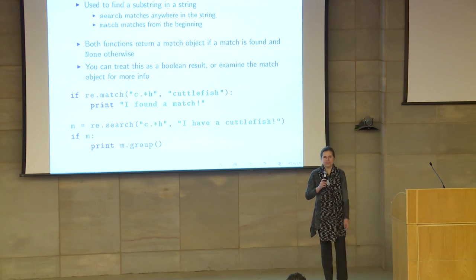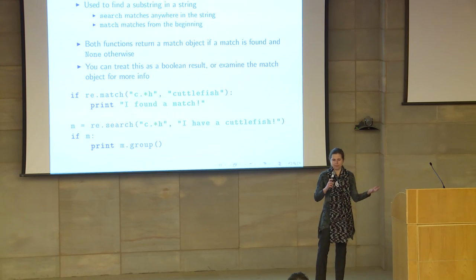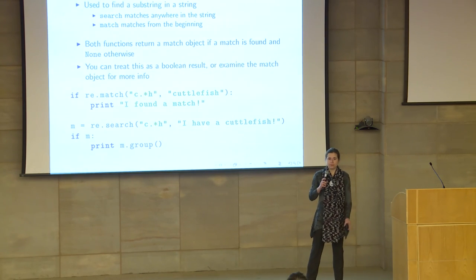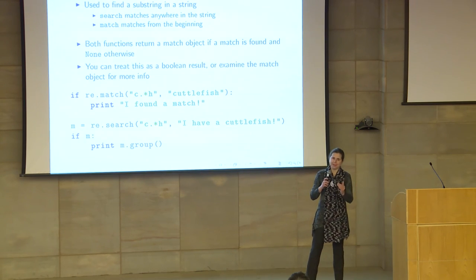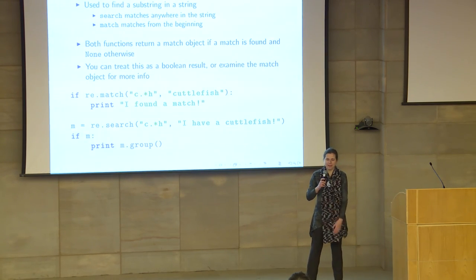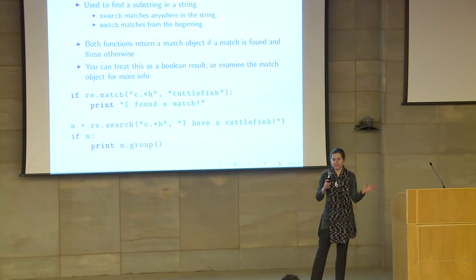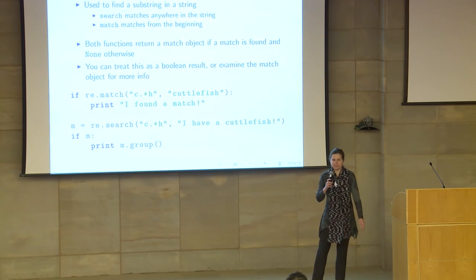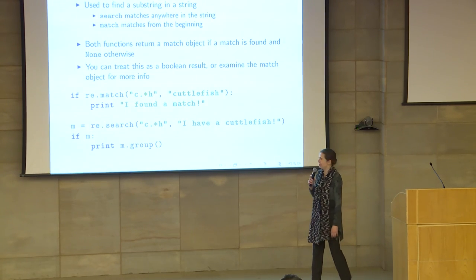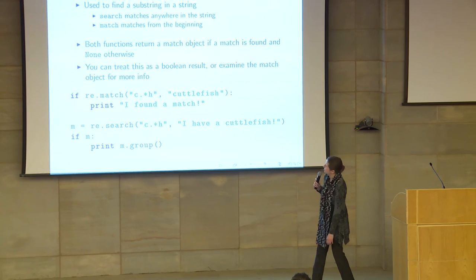Match and search are what you use to find a substring in a bigger string. The difference between them is that search will find that string anywhere in your string, but match will search from the beginning. But you can still have some stuff at the end. Both of these functions will return a match object if it does match, and None if it doesn't match. Sometimes you just want to use this as a Boolean result: does this match or not? But sometimes you want more information about how it matches and some more data. So I hope you can all see this code. I think it's reasonably big.